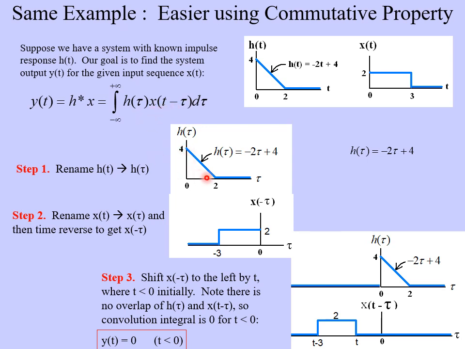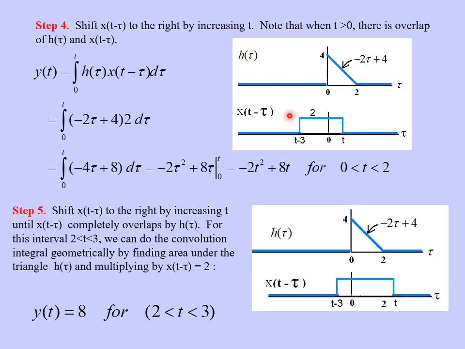So here's h of tau. We're going to leave that here. We're now flipping, time reversing x. This ends up being much easier because x is just a simple rectangular pulse. It has a value of 2 everywhere except where it becomes 0. Now we can start flipping and sliding x out here. There's no overlap, so we get 0.